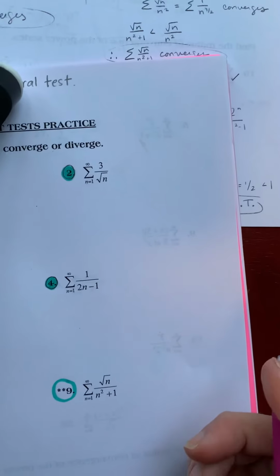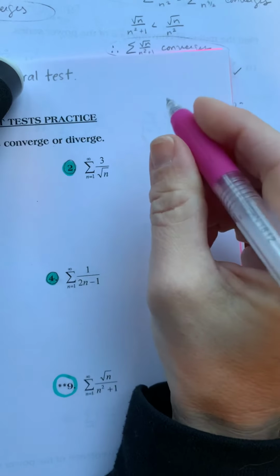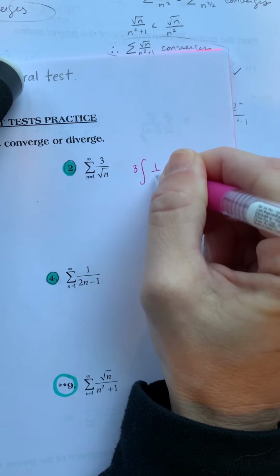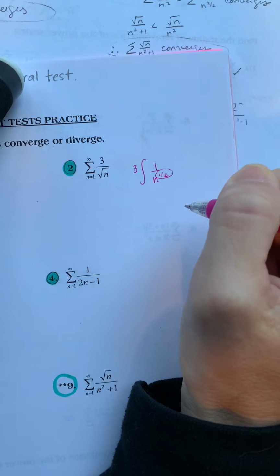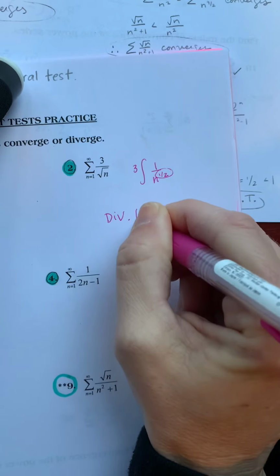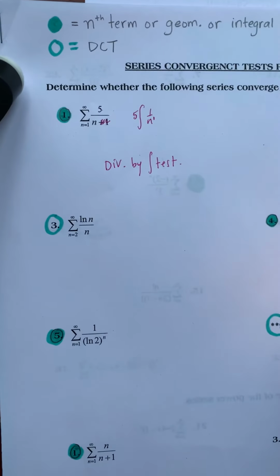Number 2, nth term test. Yep, it's worth continuing. This is not geometric. So think about this as the integral again. Take the 3 out. I've got 1 over n to the 1/2. That is a power again of 1 or less. So this series is going to diverge by the integral test. Okay, cool. Number 3.